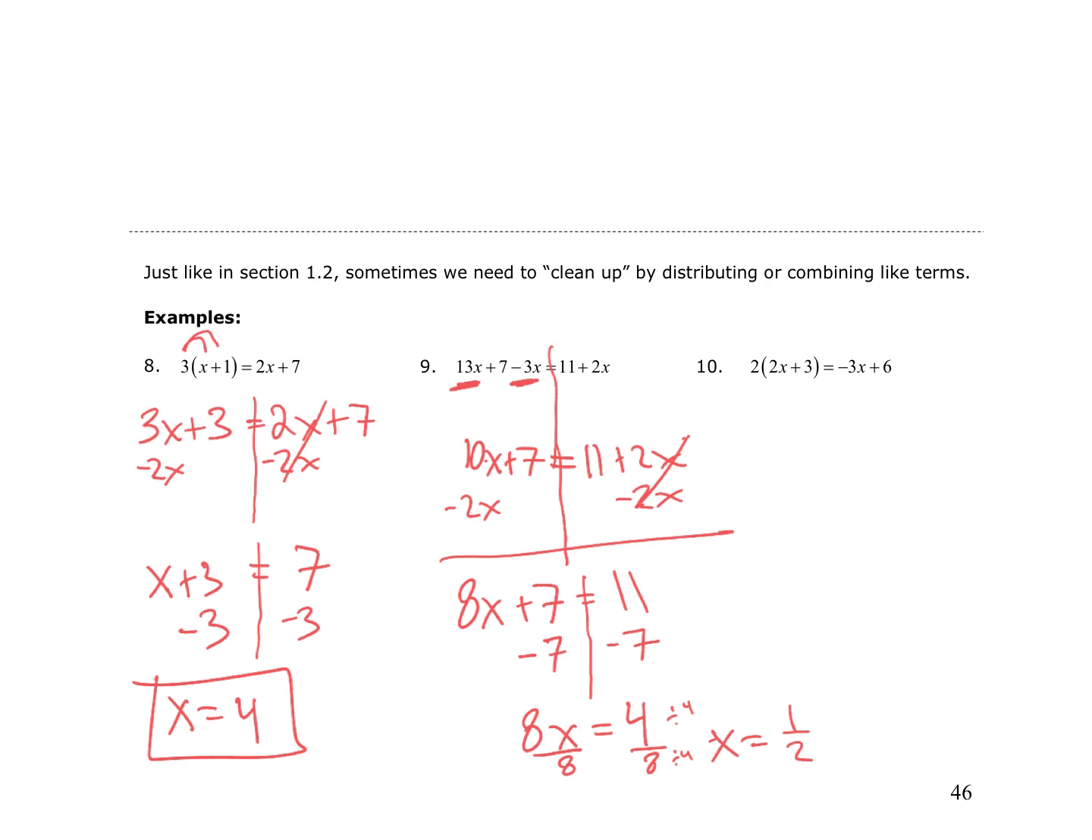And let's do this one last problem, number 10. So I see some parentheses, so I'm going to distribute my 2 there, which gives me 4x plus 2 times 3 is 6 equals negative 3x plus 6.